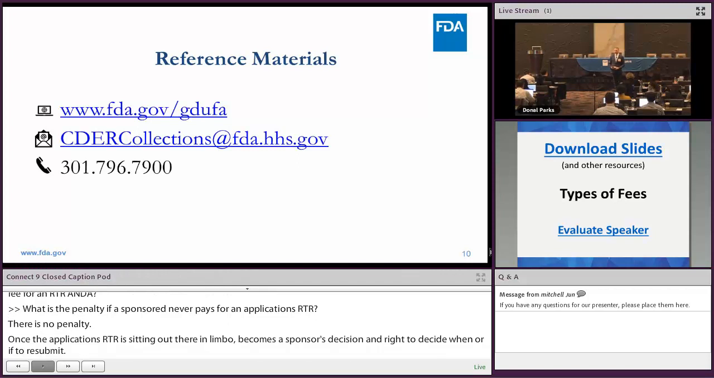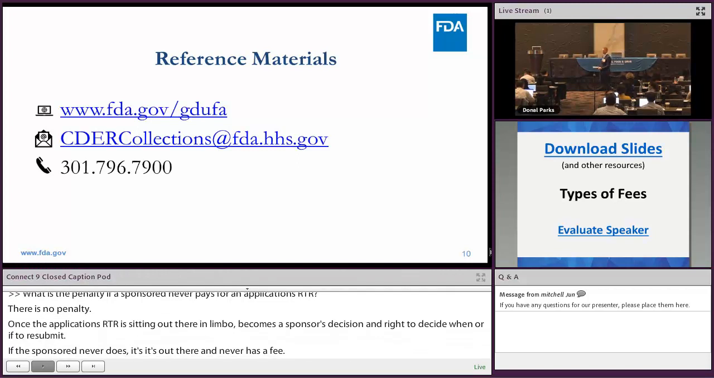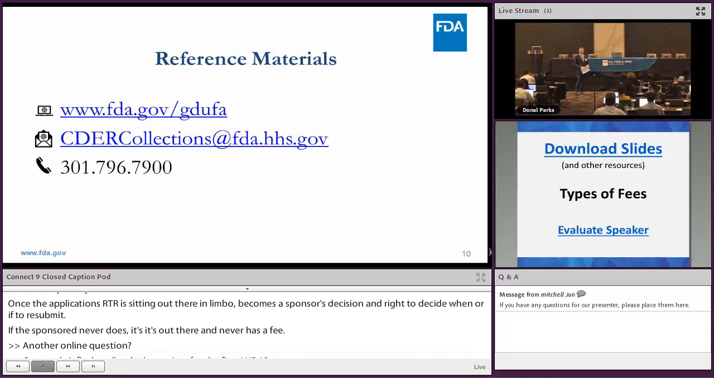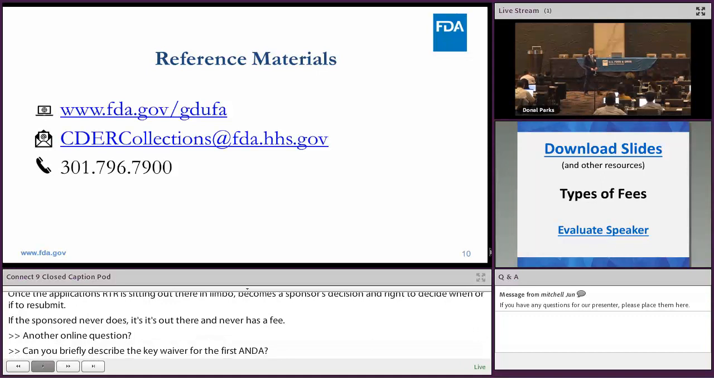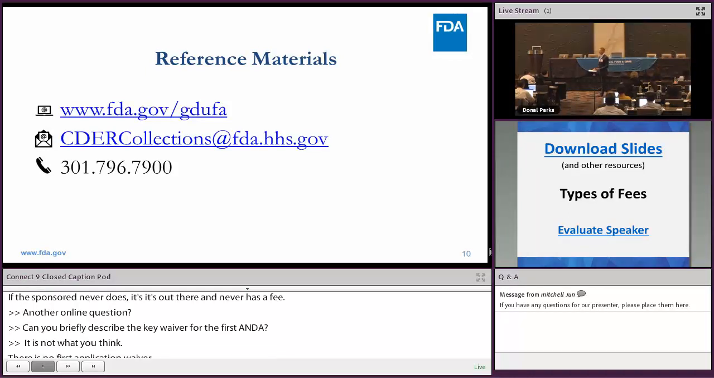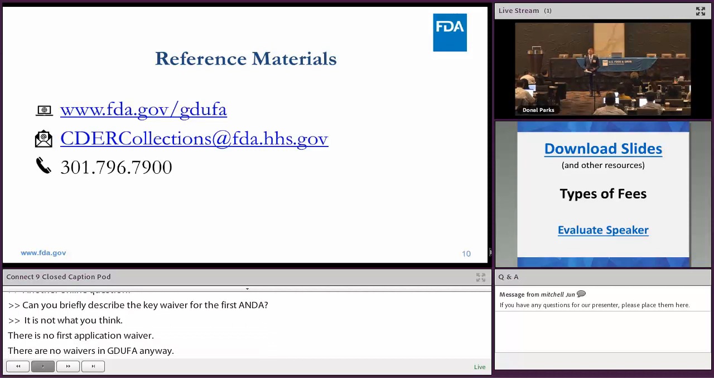Okay. Another online question, Ray? Can you briefly describe the fee waiver for the first ANDA? It is not a thing. So there is no first application waiver. There's generally no waivers in GDUFA anyway. The question may be asking about the PDUFA equivalent, because in PDUFA, if you qualify as a small business and it's your first application, you get a pass essentially on the PDUFA application fee, which is like $2.5 million. So it's substantially above the GDUFA one.